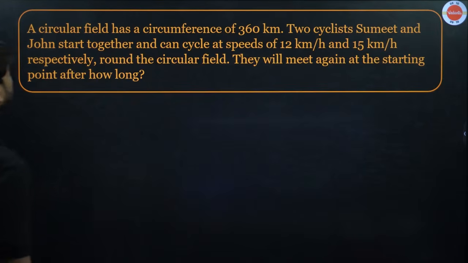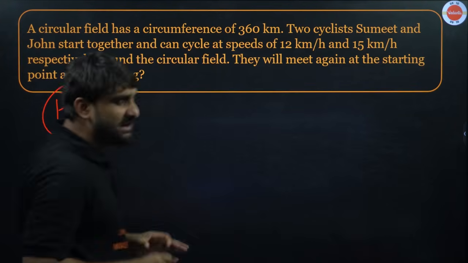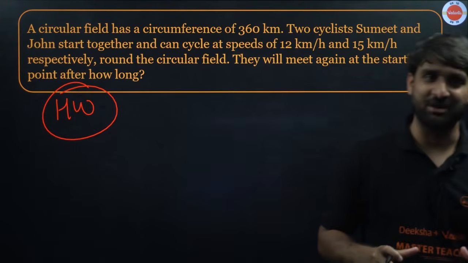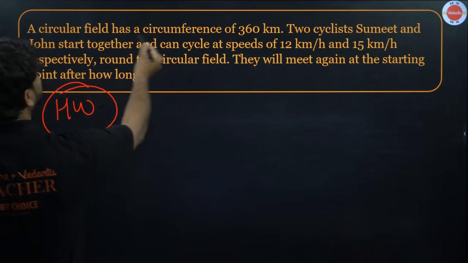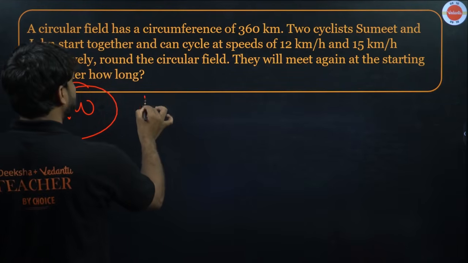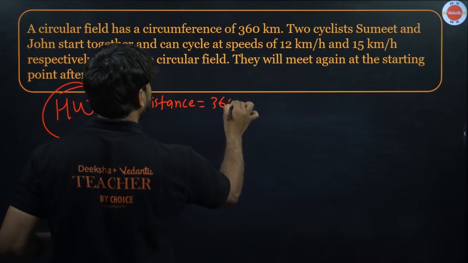Okay. A circular field has... I am giving you this question as your homework. Please try this question. Very easy question, champion. Let me give you a short trick here. A circular field has a circumference of 360. It means the distance given to you is 360 kilometer.